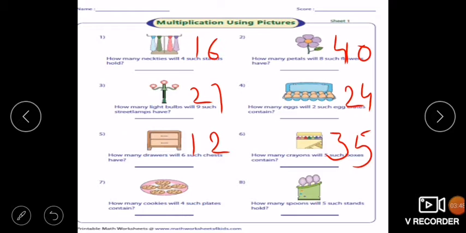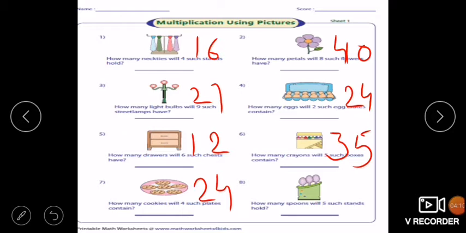How many cookies will 4 such plates contain? Now, in one plate, how many cookies are there? 1, 2, 3, 4, 5 and 6. So, how many cookies will 4 such plates contain? Now, 6 fours are 24. Okay. Now, come to number 8.